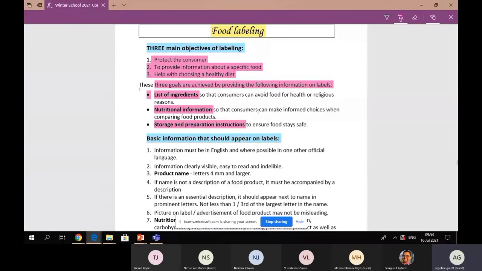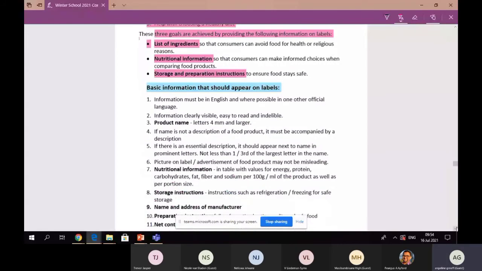Then nutritional information, so that will help them make informed choices because they can also compare food products. And then, of course, storage and preparation instructions to ensure that the food stays safe, so that people know how to have it so that it stays safe to eat. Okay, I'm going to go on to my labeling slide.